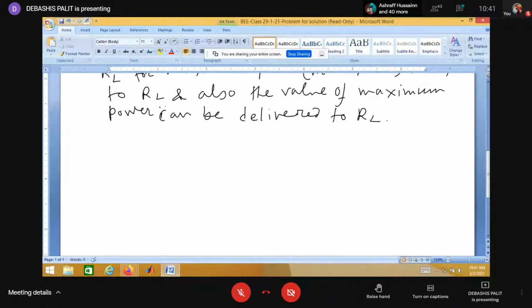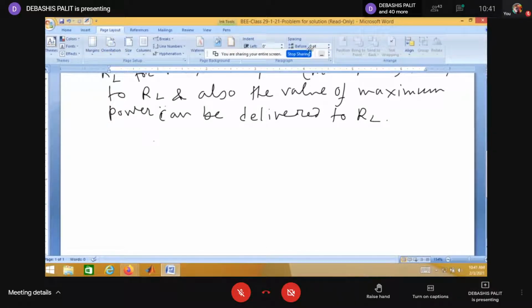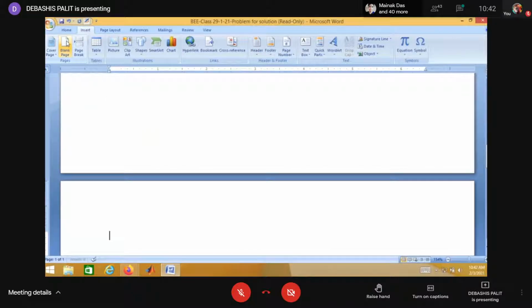I think there is a page break option. I can go to the next page also for continuation of this. Sir, insert the new page, insert blank page. Blank page. Okay, okay.